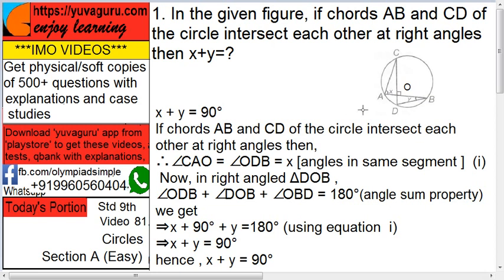So in triangle ODB, now what? These three angles sum up to 180 degrees, but this one is 90 degrees. So now x plus 90 plus y equals 180, right? This x plus 90 plus y is 180, therefore x plus y equals 90.